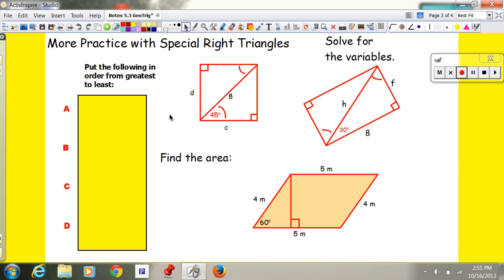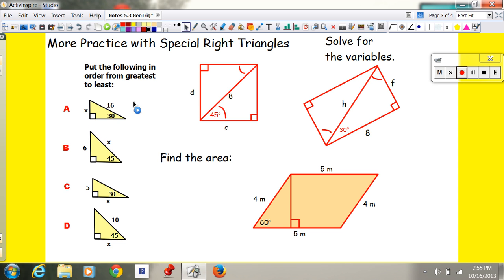Okay, let's look at a couple of examples more real quick. This is just a challenge for you. Tomorrow I'll get a few people to give me an answer and we can see who gets the prizes. A, B, C, and D, it says put the following in order from least to greatest. No, sorry, greatest to least. Put them in order from greatest to least. So solve for x in each one and put them in the correct order. Give me the correct order for those letters.